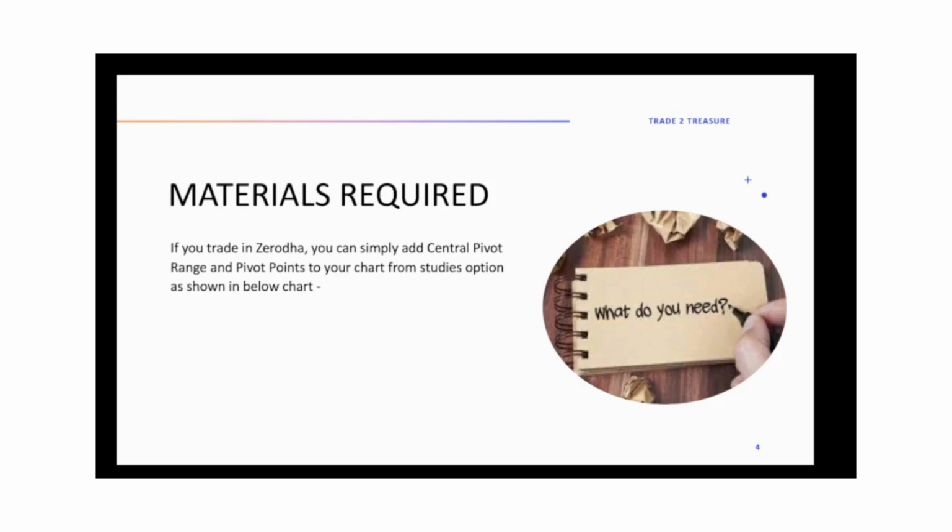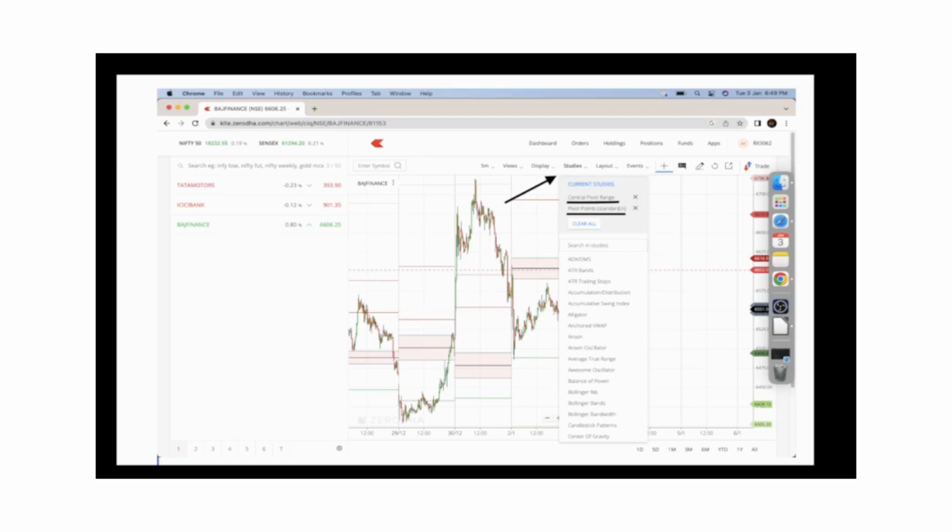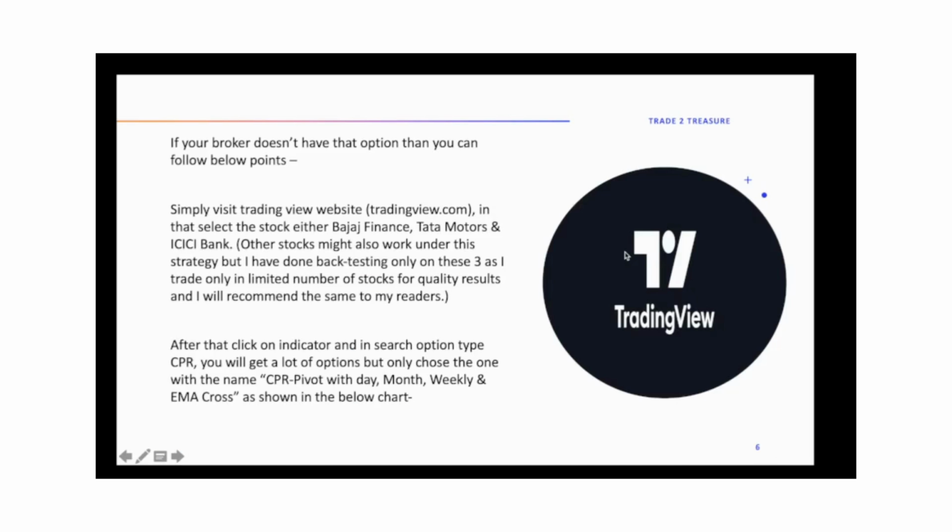So let's start with the materials which we need. Basically, if you are in Zerodha, you can simply add central pivot range and pivot points to your chart from studies option as shown in the chart below. So this is what your Zerodha must be looking when you open it, and then you can directly go to studies option as shown in this black arrow. You can type central pivot range and pivot points in the studies option, and then you can choose them on your chart.